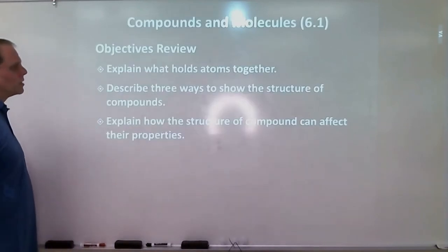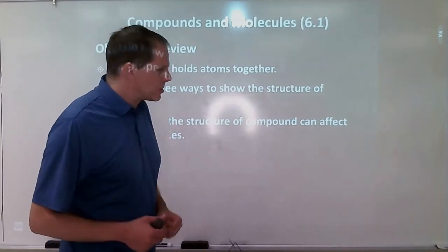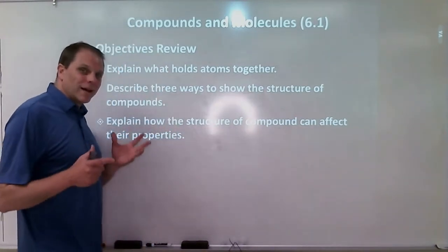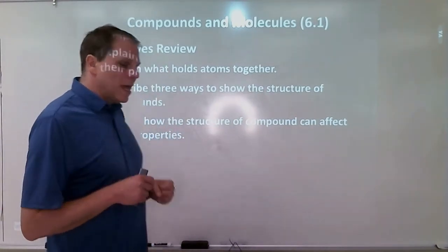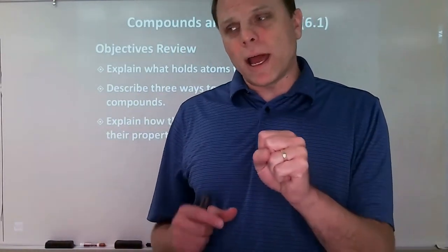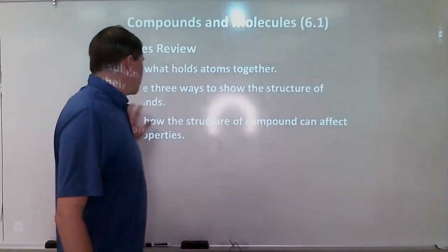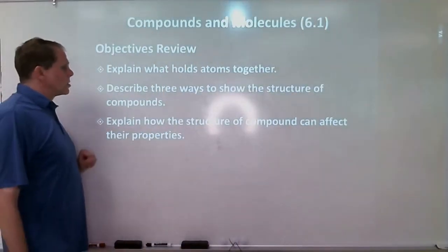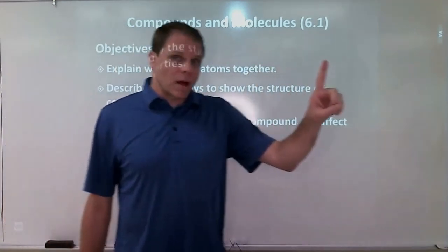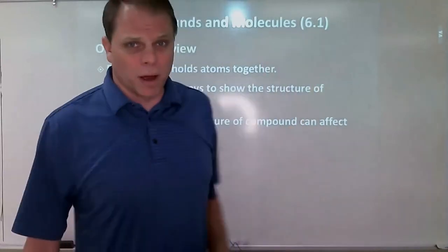Okay, so let's see what we've learned today. Can you explain what holds atoms together? Yeah, bonds. Chemistry is about the chemical bonds, right? So the atoms are held together by the attraction. And again, remember that attraction is an attraction between the nucleus of one atom and the valence electrons of the other atom. That's what brings them together. 3 ways to show the structure of compounds. We have the ball and stick model, we have the structural formula, and we have the space filling model.